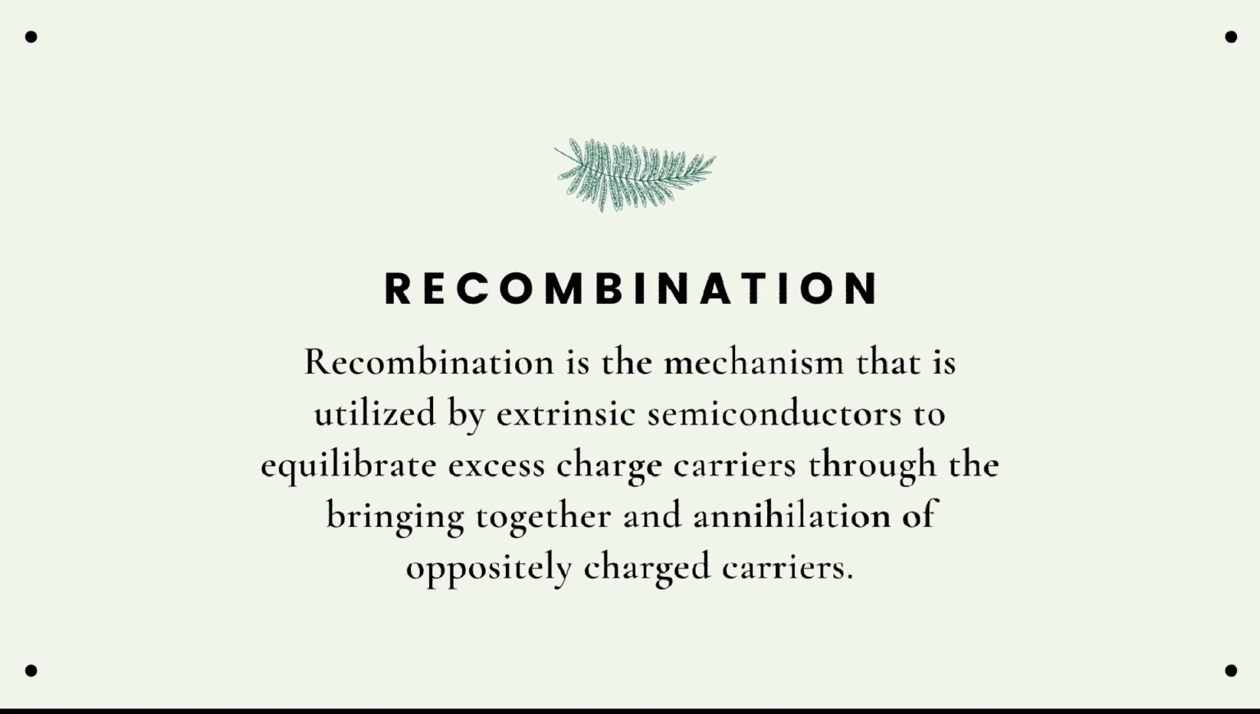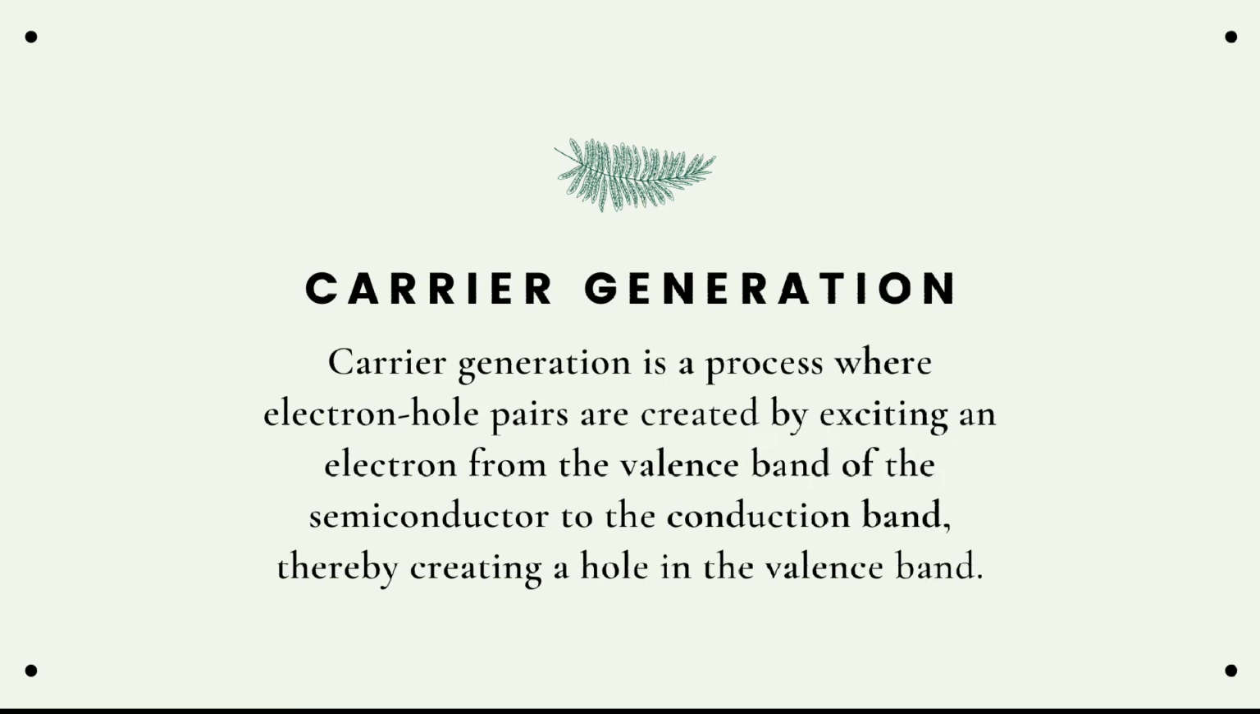So what is recombination? Recombination is the mechanism that is utilized by the extrinsic semiconductors to equilibrate excess charge carriers through the bringing together and annihilation of oppositely charged carriers. And carrier generation is a process where electron-hole pairs are created by exciting an electron from the valence band in the semiconductor to the conduction band, thereby creating a hole in the valence band.